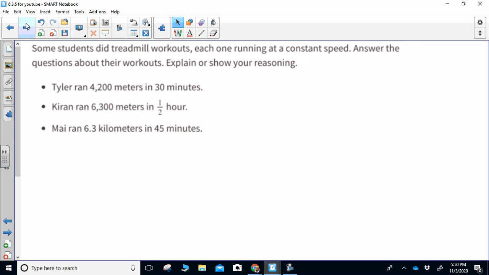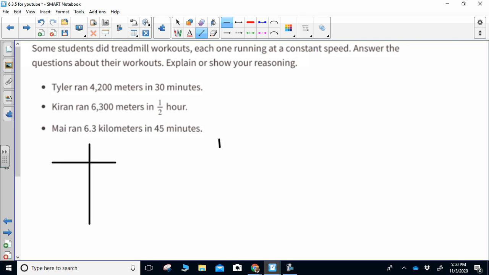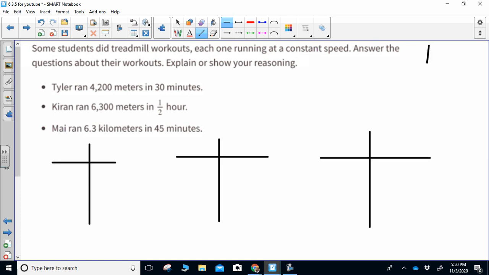So before we can compare these, we've got to make them all be the same. And so we've got to make it be a comparison to one. So we're going to compare everything to 1 hour. So you're going to need to draw 3 T-charts. So we're going to draw a T-chart for Tyler, a T-chart for Kieran, and a T-chart for Maya. And we're actually going to have to draw 2 for Maya, so we're going to draw a little one up here for her. All right, so there we are.